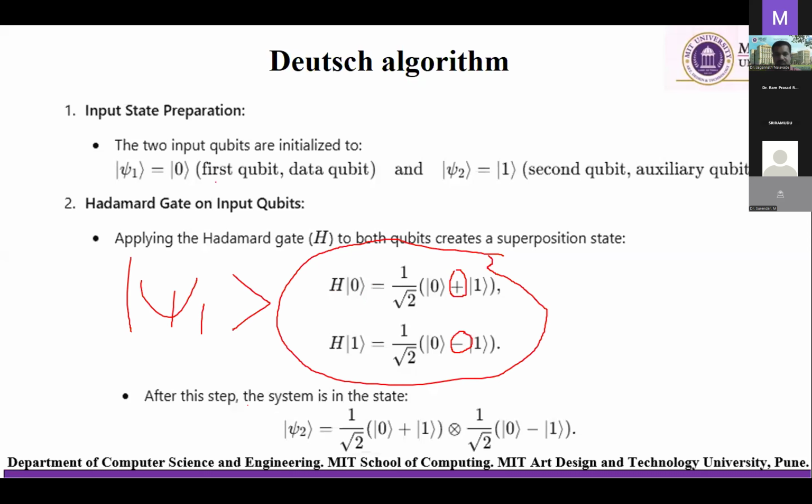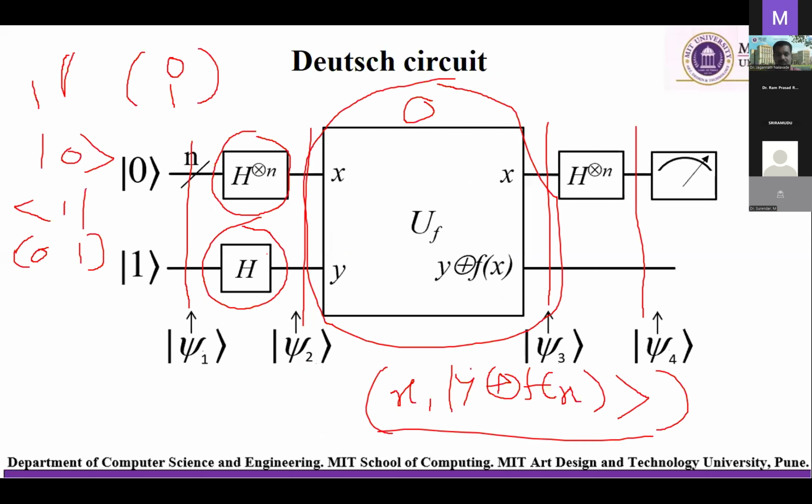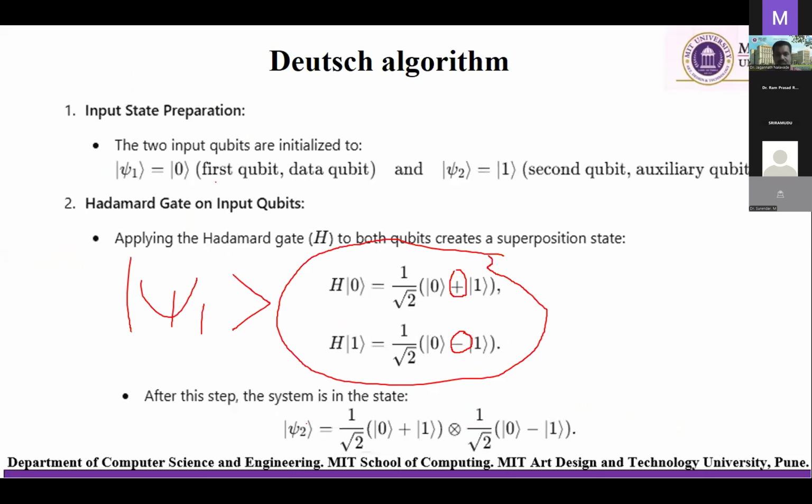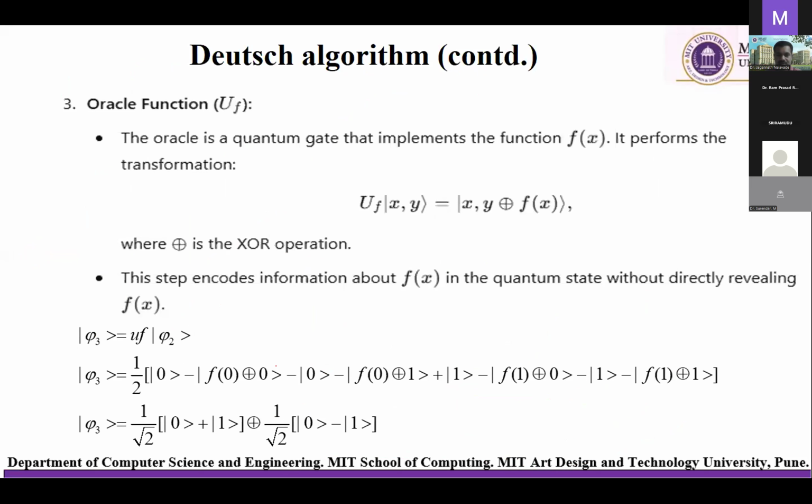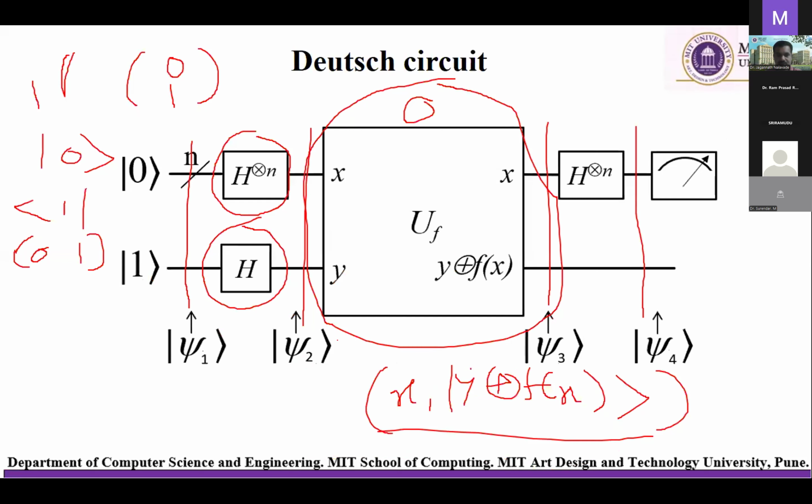After this Hadamard gate step, the system will be in this particular state. So ket psi 2, combining these two, will be 1 by square root of 2 (ket 0 plus ket 1) tensor 1 by square root of 2 (ket 0 minus ket 1). This will be the outcome at the second stage, ket psi 2, which is given here.